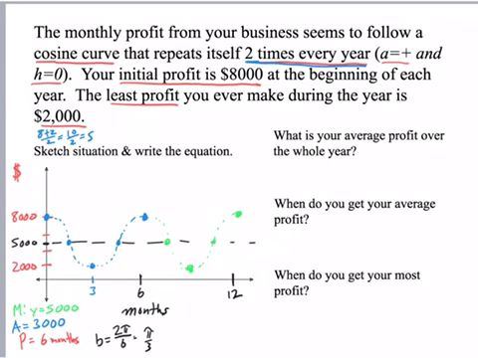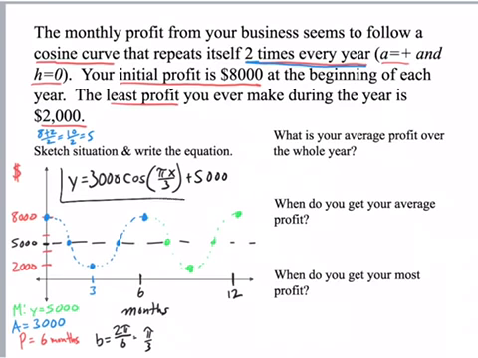So I'm going to write my equation. Here we go. It's going to be y equals, your a value is your amplitude, so it starts with a $3,000. We have a cosine graph, because that is what they said in the problem. Our b value, pi x over 3. Remember, we use our b, not our period. And lastly, we want to put our midline, which was at $5,000. That would be your equation.